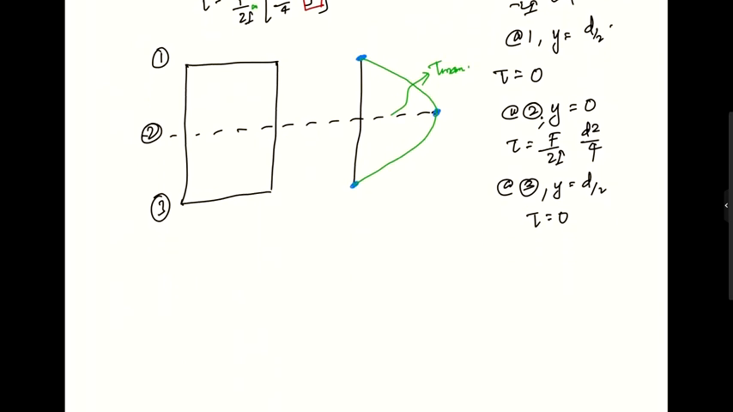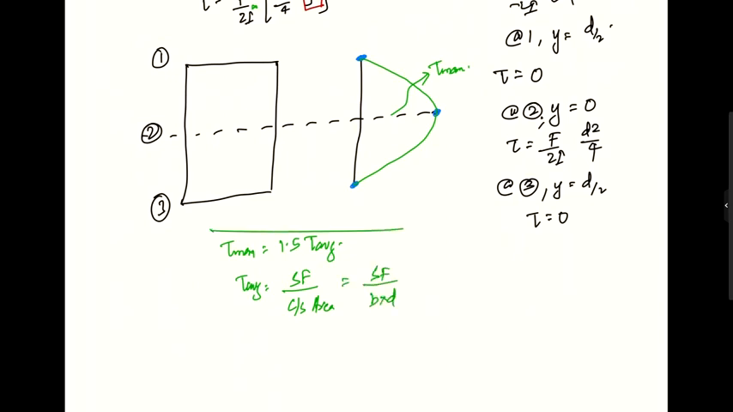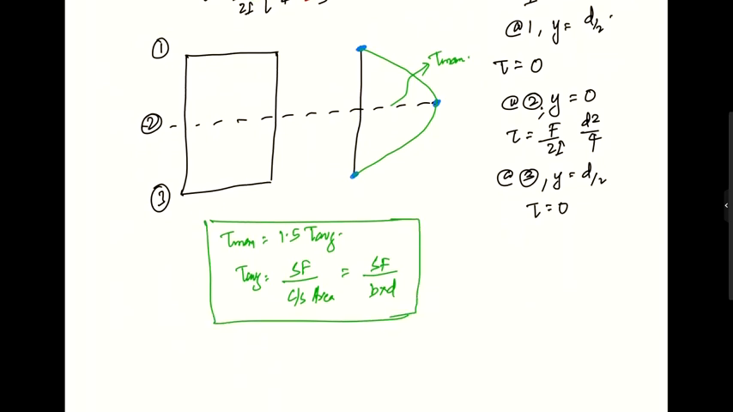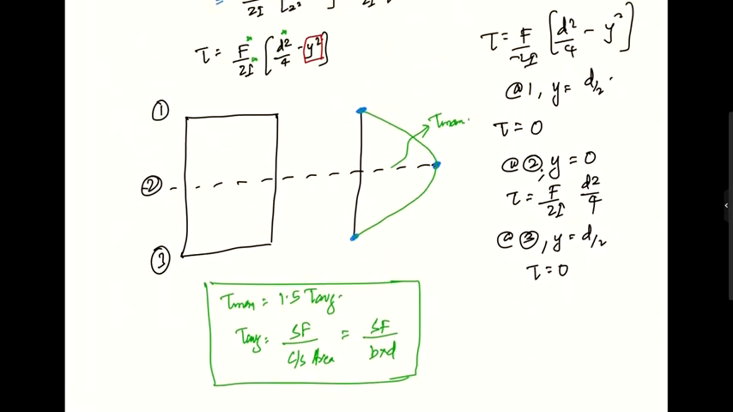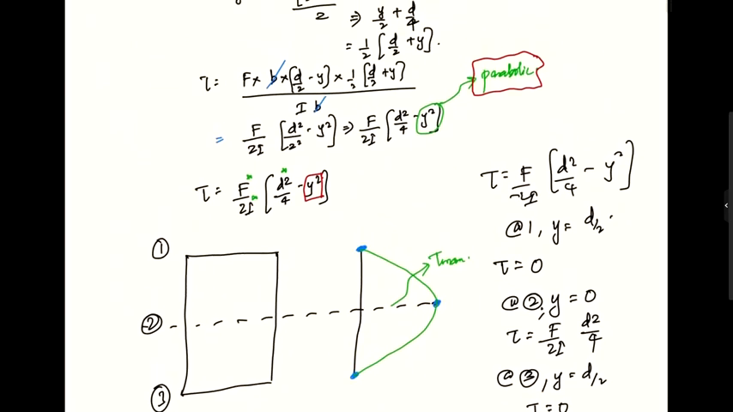And here you need to learn this by heart, that is, tau max is equal to 1.5 tau average, where tau average is nothing but your shear force divided by cross-sectional area. That is shear force divided by B into D. For a rectangular section, tau max is 1.5 tau average. So, is it fine? Is it okay, students?